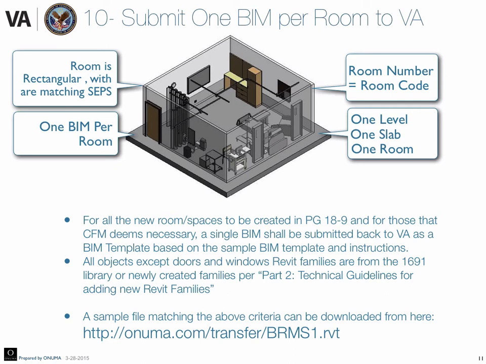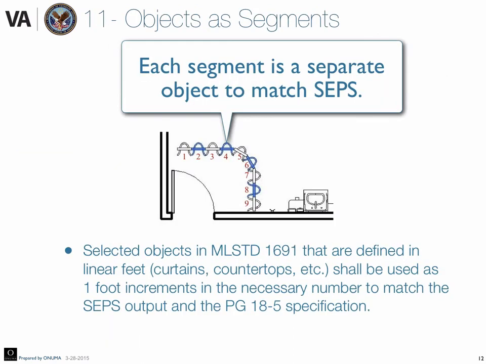All objects except doors and windows shall be Revit families from the 1691 library or newly created families per part 2. We'll go over that next. And we have a sample set of Revit templates that are already available, and many more are going to be coming online. We're approaching about 150 templates out of the 500 or 600 known used rooms in SEPs for VA right now. So these will grow over time.